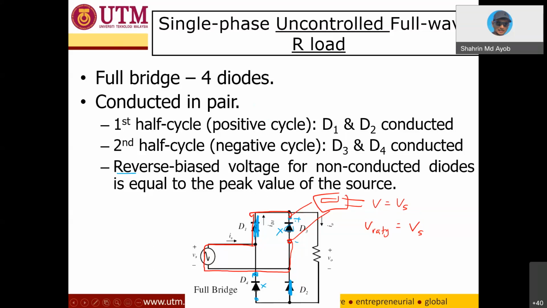Okay. The same case for the negative cycle also, I think it will be the same. For D2 and D1, when they are open, it is the same rating also. So for this full bridge circuit, the voltage rating for the diode must equal the voltage source. So this is a very important point here.